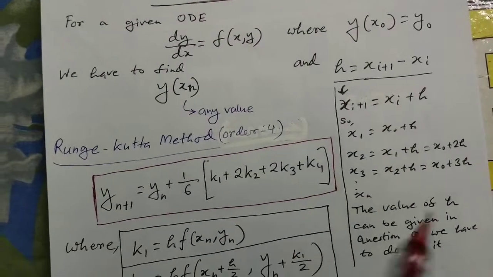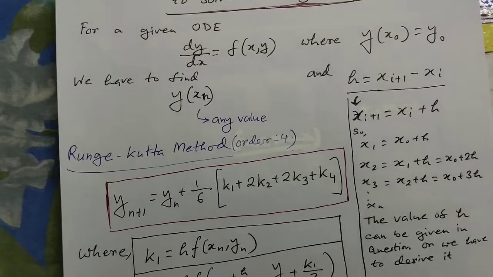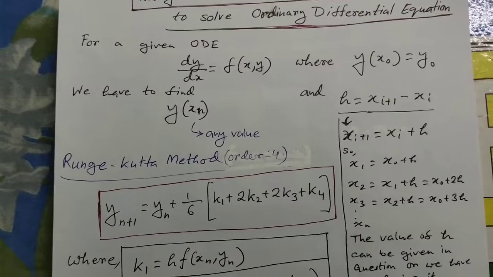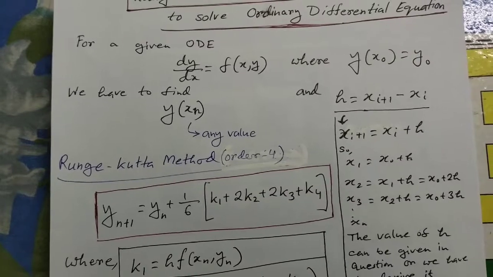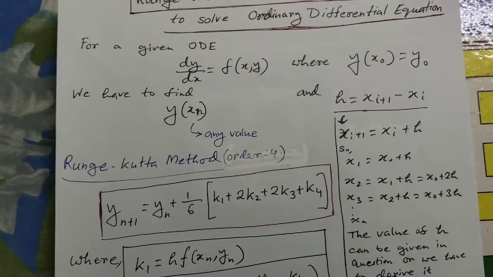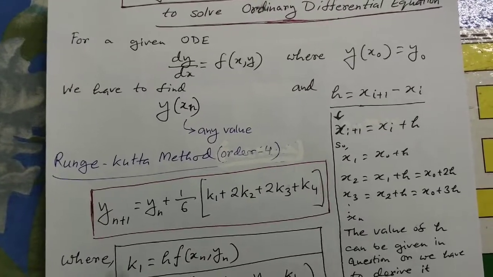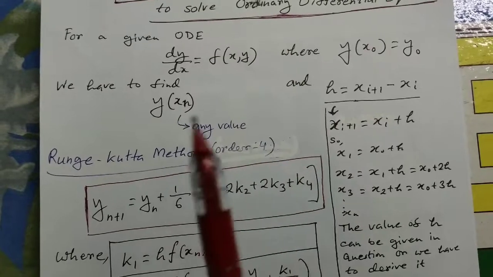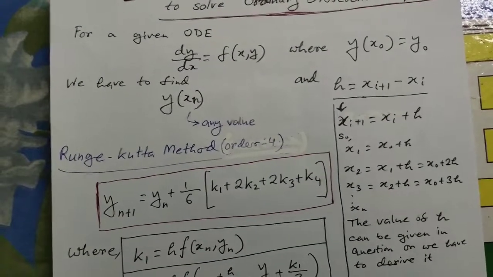The value of h can be given in the question, or we have to derive it. Sometimes in a problem it will be given, and sometimes it may not be given. In that case we have to calculate the value of h with the help of the given variables.